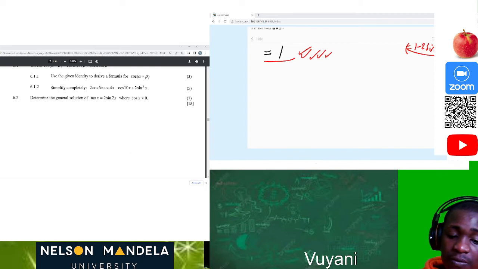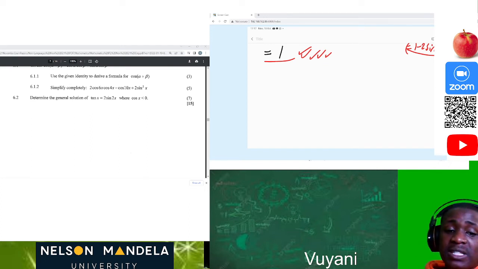Right, the last question for today, which is 6.2. Determine the general solution of tan x equal to 2 sine 2x. So tan of x in this instance is equivalent to 2 sine 2x. Then they also give us cos x is less than 0. So how are we going to solve this? How on earth are we going to do this?